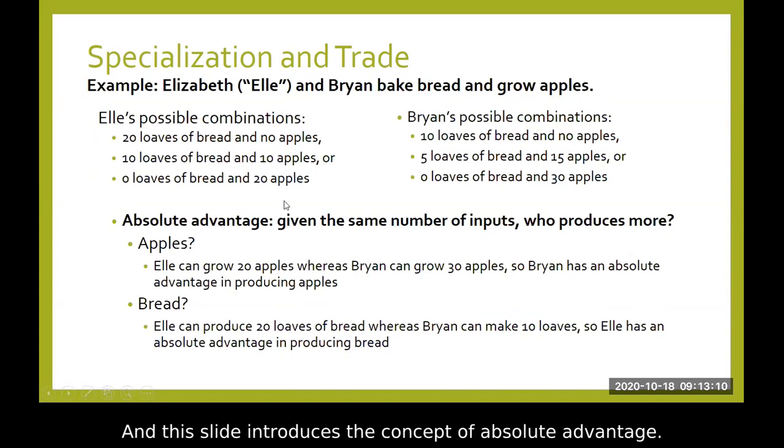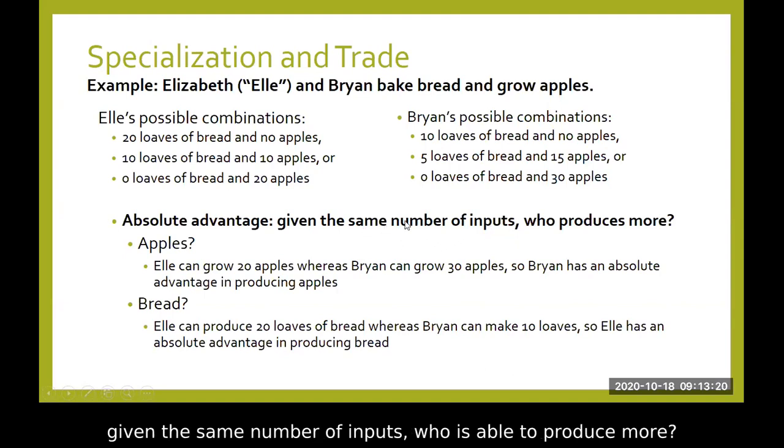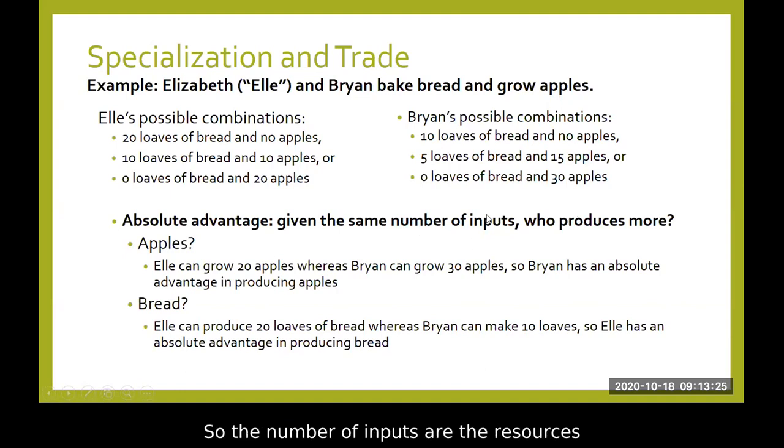And this slide introduces the concept of absolute advantage. Absolute advantage answers the question, given the same number of inputs, who is able to produce more? So the number of inputs are the resources that each producer has. In this example, we said Elle and Brian each work 8 hours in the day. So the amount of time they work is their input. That's their resource. So given that each of these producers are working 8 hours in the day, who produces more?